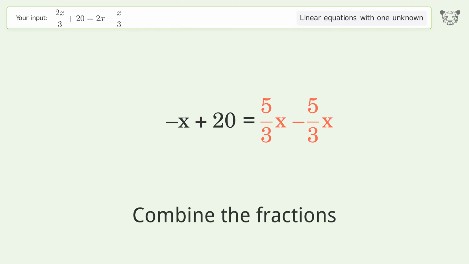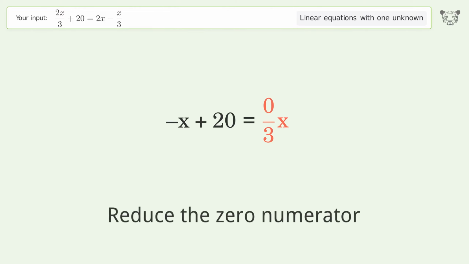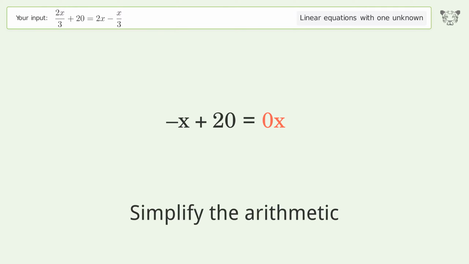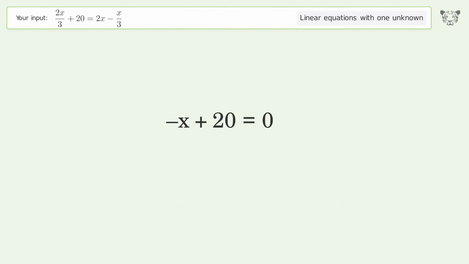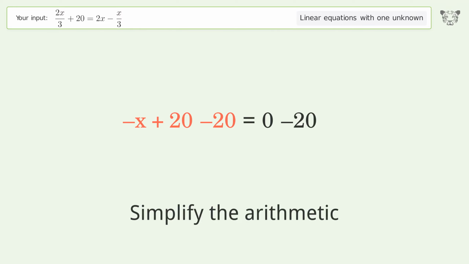Combine the fractions. Combine the numerators. Reduce the zero numerator. Simplify the arithmetic. Group all constants on the right side of the equation. Subtract 20 from both sides. Simplify the arithmetic.